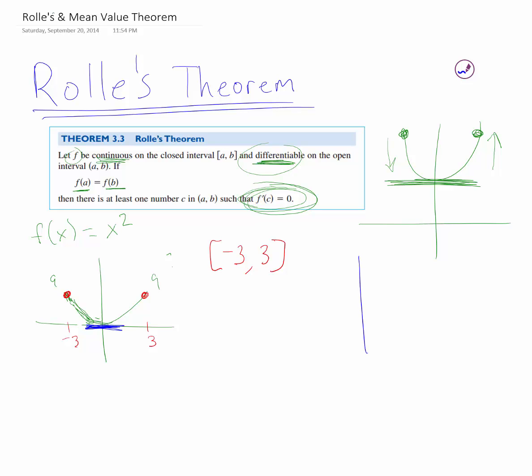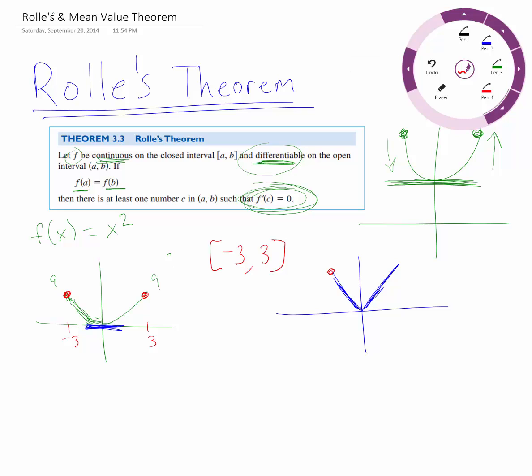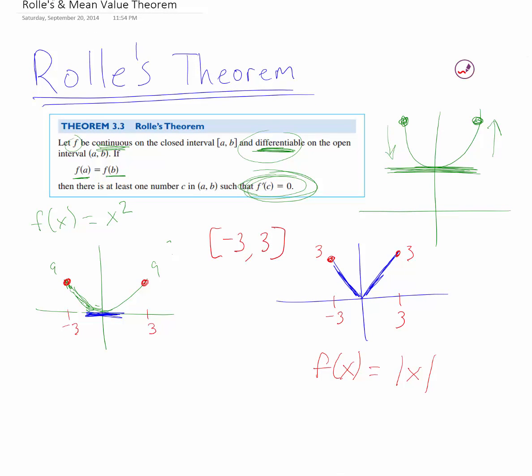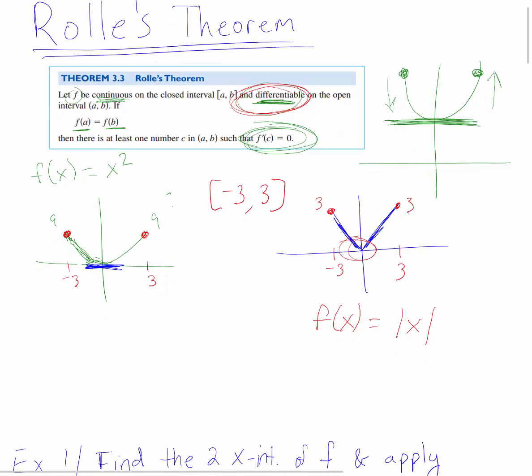Now, another graph that you guys might recognize, this graph, again, at -3 and +3, this graph is equal. That's 3 and 3. And this is the graph of f of x equals absolute value of x. But there's nowhere where our derivative equals 0. So you might think it fails Rolle's theorem, but it actually doesn't, because this graph is not differentiable there. So you can't use Rolle's theorem because it has a V shape there, so you can't take the derivative.